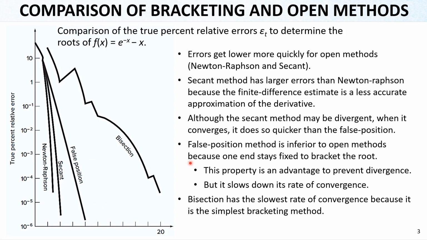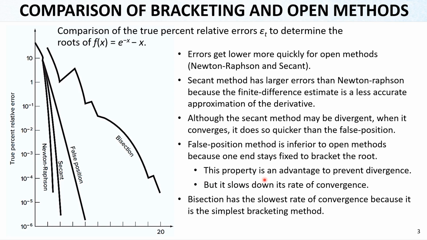That's the advantage. And false position is inferior to open methods because one end stays fixed to the bracket of the root. So you remember that it has a one-sided issue. Maybe modified false position should be used to get a better estimation. But secant and Newton-Raphson, the open methods, are better than the false position, better than the bracketing methods in terms of converging quickly, if they converge quickly.